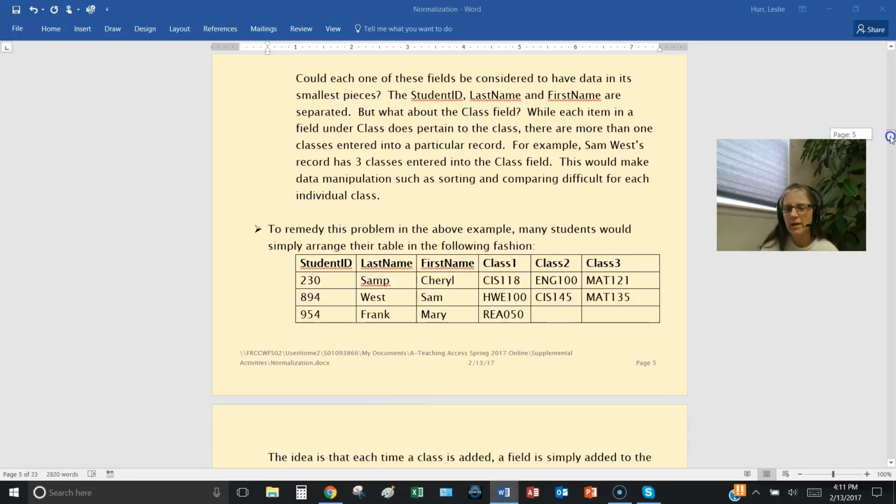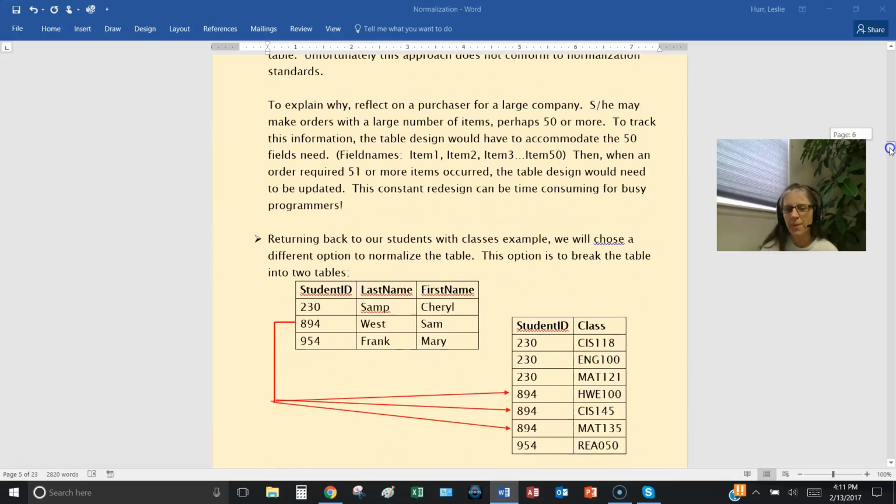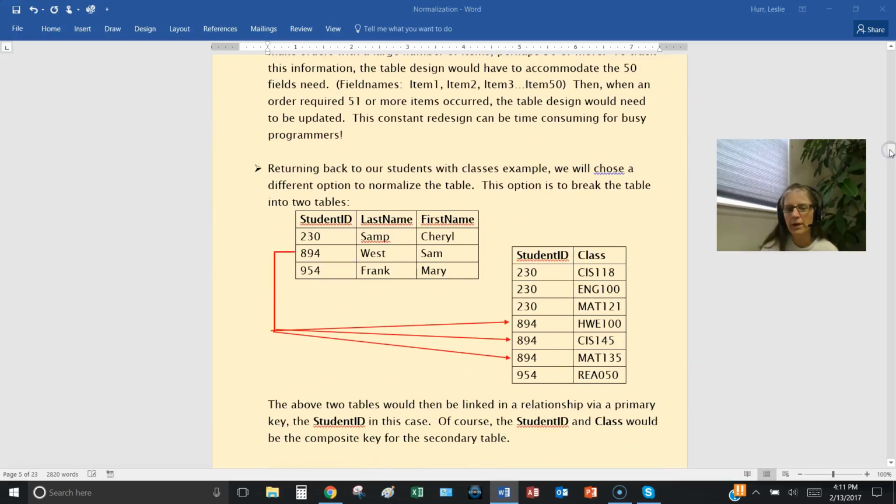And so instead of that, we'll come down here and you'll see that what we do instead is we break up the two tables, break up one table into two tables. And so here we have a student ID, and then over here we have the student ID, but also we have the class ID. Okay, so we have these two together, and this becomes your primary key.